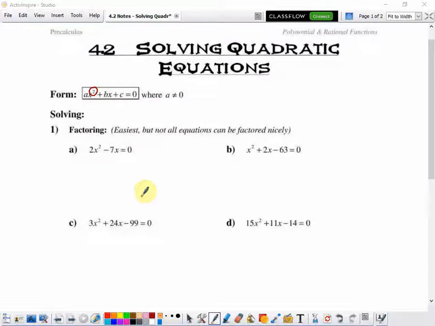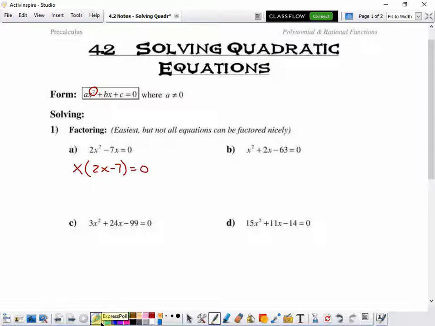So we've got 4 different types of factoring equations that we're going to deal with. The first one, I'm going to factor out the greatest common factor. There are only 2 terms. In this case, c is 0, so we've got an x squared and an x term, and an x can be pulled out of both of those. So I'm going to factor out that x, and we'll have x times 2x minus 7 equals 0.